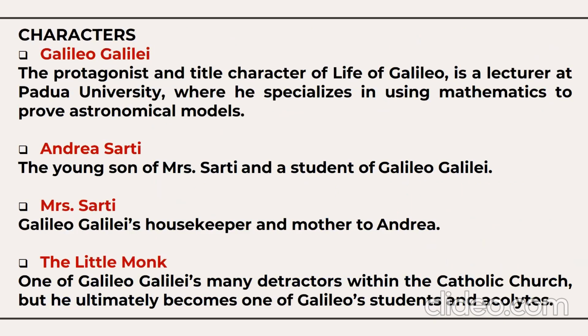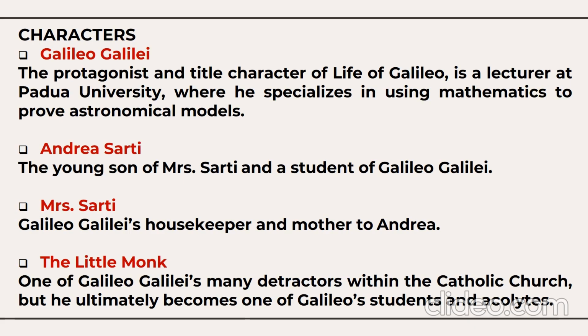Which characters do we have? We have Galileo Galilei, who is the protagonist, a lecturer at Padua University. He is specialized in mathematics to prove astronomical models. Then we have Henry Sarti, who is the young son of Mrs. Sarti, and he's also a student of Galileo. Mrs. Sarti, who is the mother of Henry Sarti, is a housekeeper at Galileo's house.